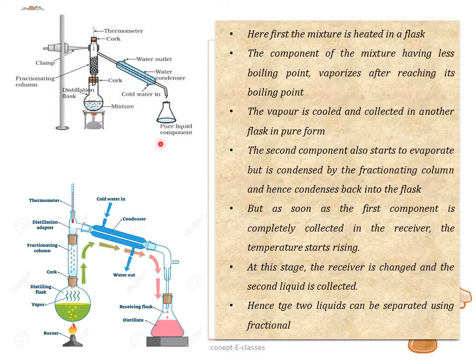But as soon as the first component is completely collected, the temperature would start rising. At this stage the receiver is changed and the second liquid is collected. Hence the two liquids can be separated using fractional distillation.